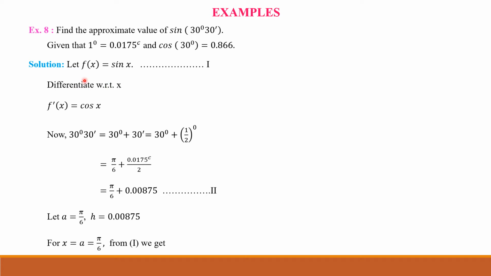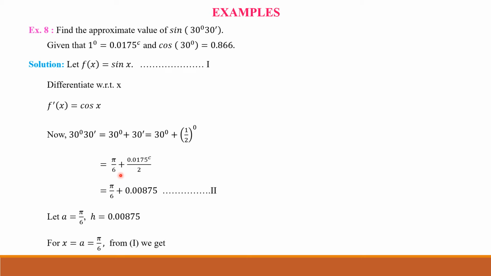Differentiate with respect to x. That is its derivative f dash of x. Derivative of sine x is cos x. Write the number 30 degree 30 minute is equal to 30 degree plus 30 minute. Conversion of minute into degree, therefore divide 30 minute by 60, then we get 1 divided by 2 degree. Hence 30 degree plus 30 minute equals 30 degree plus 1 divided by 2 degree. We convert 30 minutes into degrees.